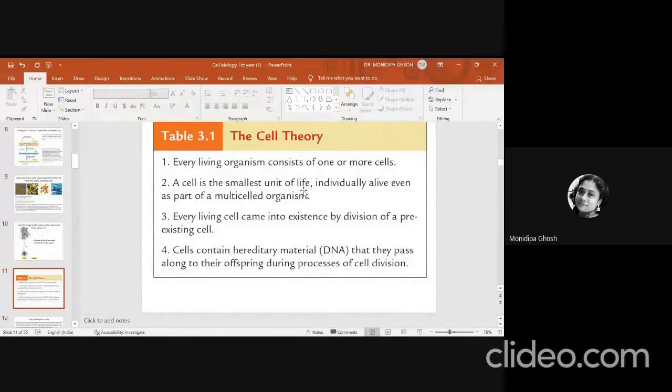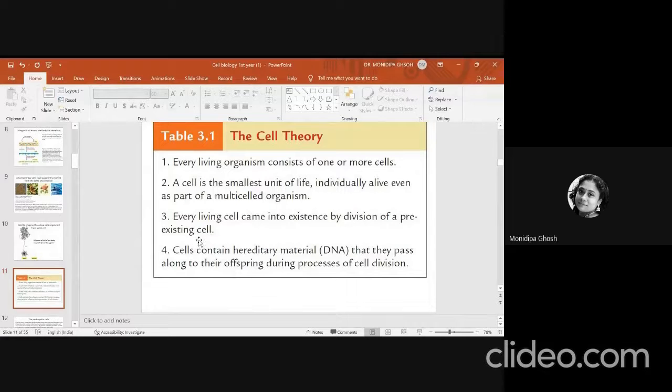That is why the cell is called the smallest unit of life, because there are multicellular organisms as well as unicellular organisms. Uni means one. The unicellular organisms, that is the bacteria, are unicellular organisms. So the cell is the smallest unit of life, individually alive or as part of a multi-celled organism. Either they can survive on the earth individually, or they can exist as part of a multi-celled organism. Both ways cells can survive.